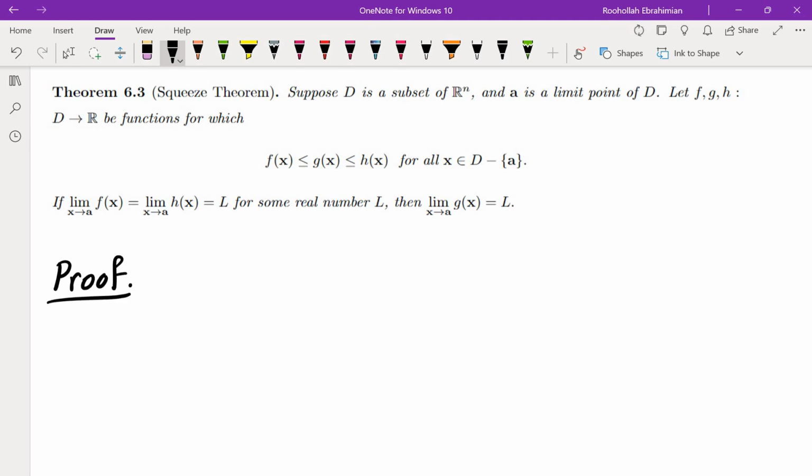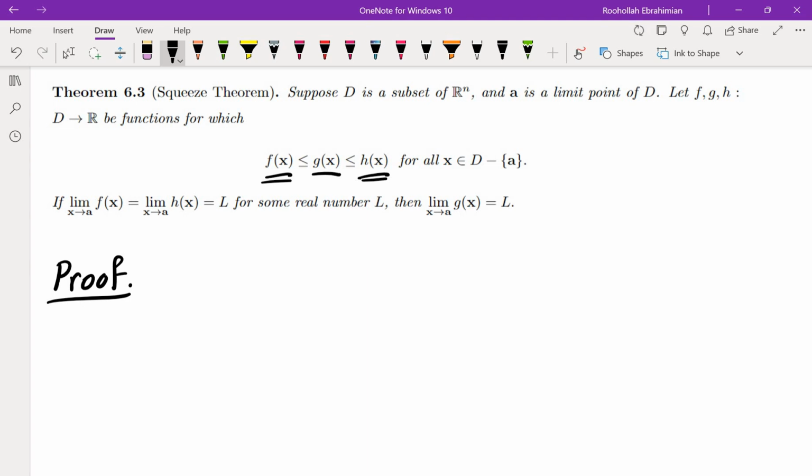So the next theorem is the Squeeze Theorem. This is kind of a familiar theorem. Let D be a set, so suppose D is a subset of Rn and a is a limit point of D. We need all of those because we want to define limit. f, g, and h are functions from D to R, and g of x is a function that lies between f of x and h of x. We know both f and h approach the same number L. Then g of x also approaches L.